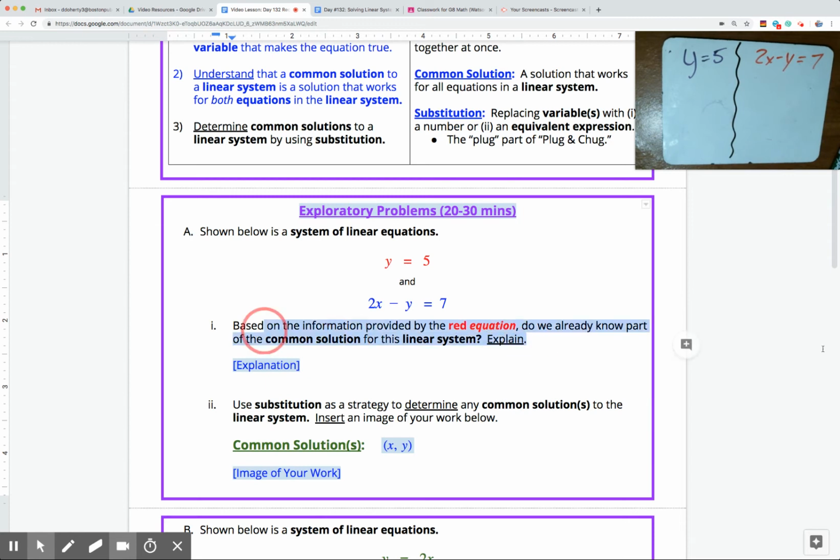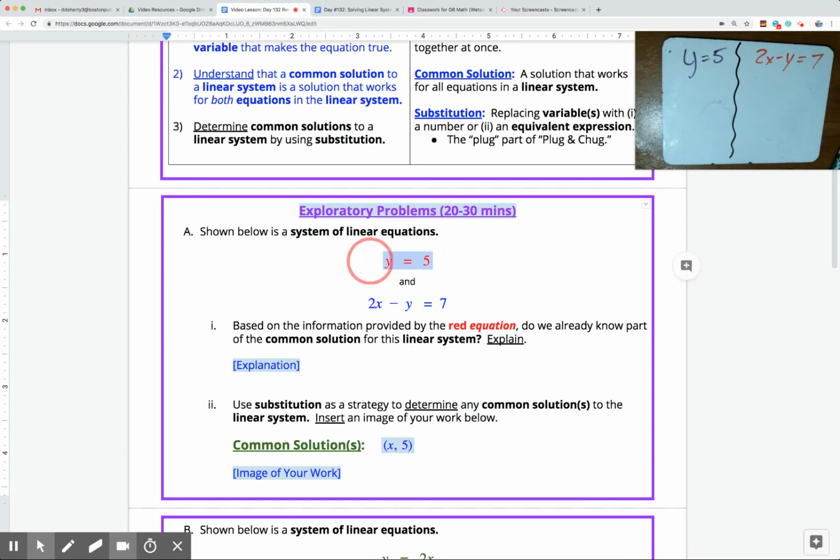Part 1 asked, based on the information provided by the red equation, do we already know part of the common solution for this linear system? And so again, they're referring to the red equation. If you take a look here, a common solution is going to be the values for x and y that work in both equations. And this first equation says y has to be 5. We don't have any other choice.